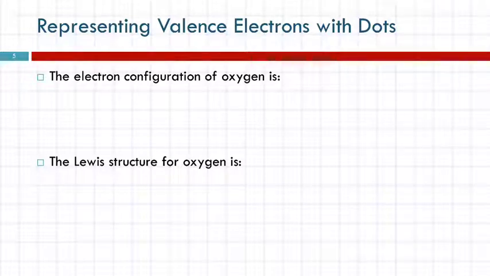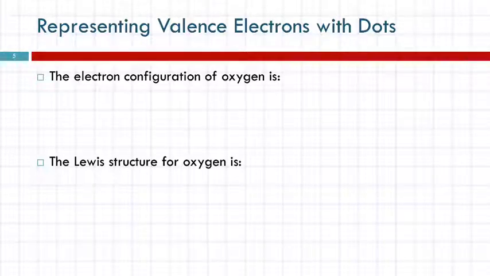So let's look at oxygen. First, let's write the electron configuration for oxygen. If you find oxygen on the periodic table, what block of the periodic table, S, P, D, or F, does oxygen sit in? It sits in the P block, and it is in row 2, so that tells me that its electron configuration ends with 2p something.